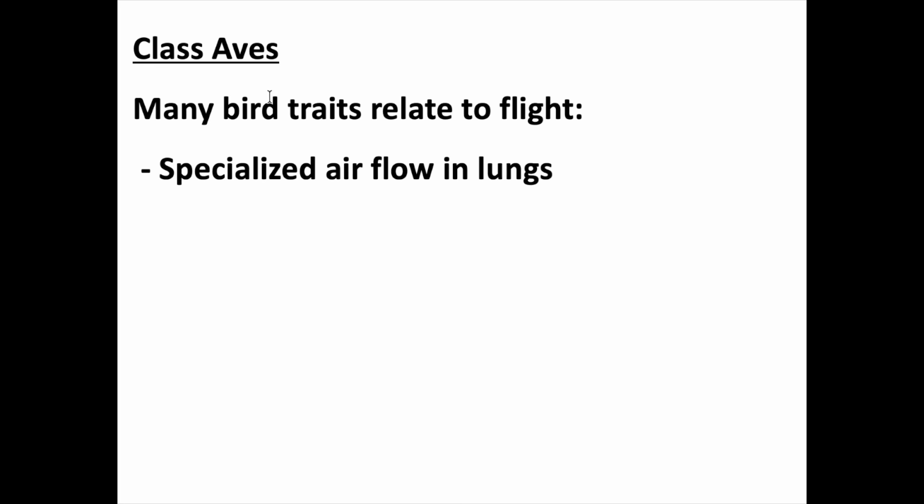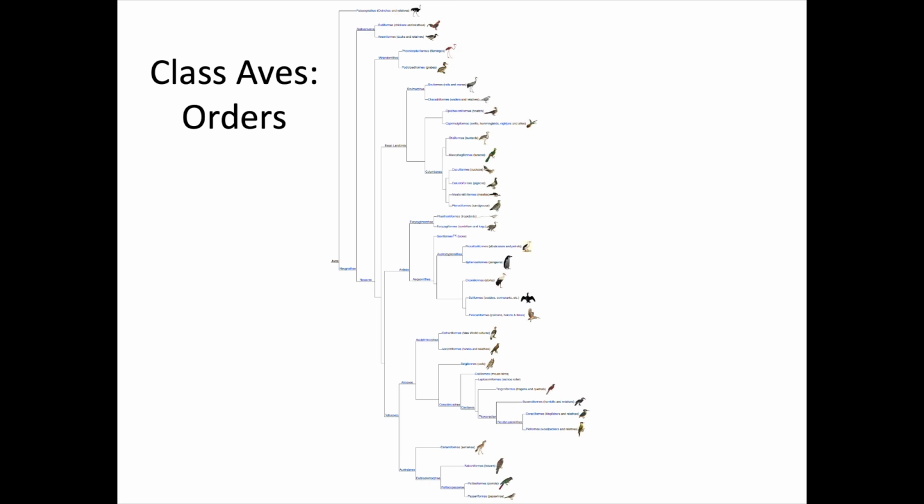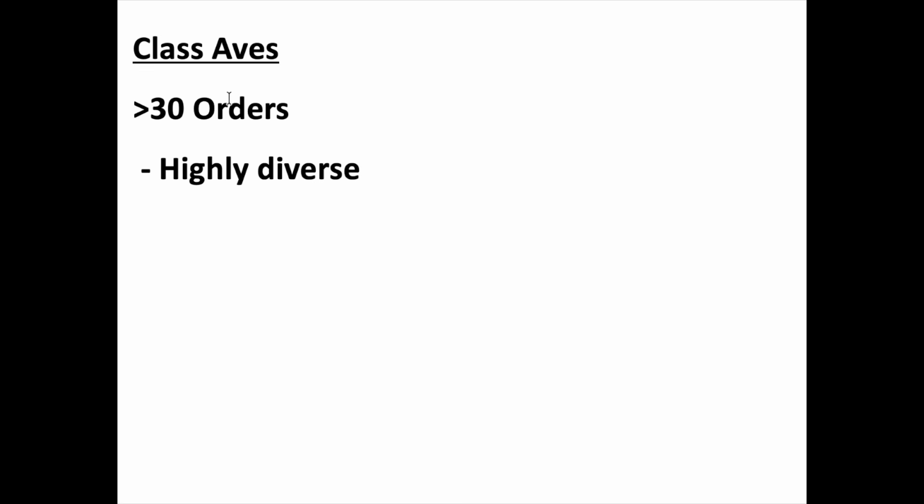Okay, so this is class Aves. Let's look at some of the orders within this class. On second thought, maybe let's not. So there are a ton of orders, and I thought about paring this down to just a few of the important ones, but honestly, we're familiar with most of these things, whether they're owls or penguins or ostriches or songbirds. We know most of these. I think all I want to say, as far as phylogeny and more specific orders, is that there are over 30 orders in class Aves, and it's a highly diverse group of vertebrates.